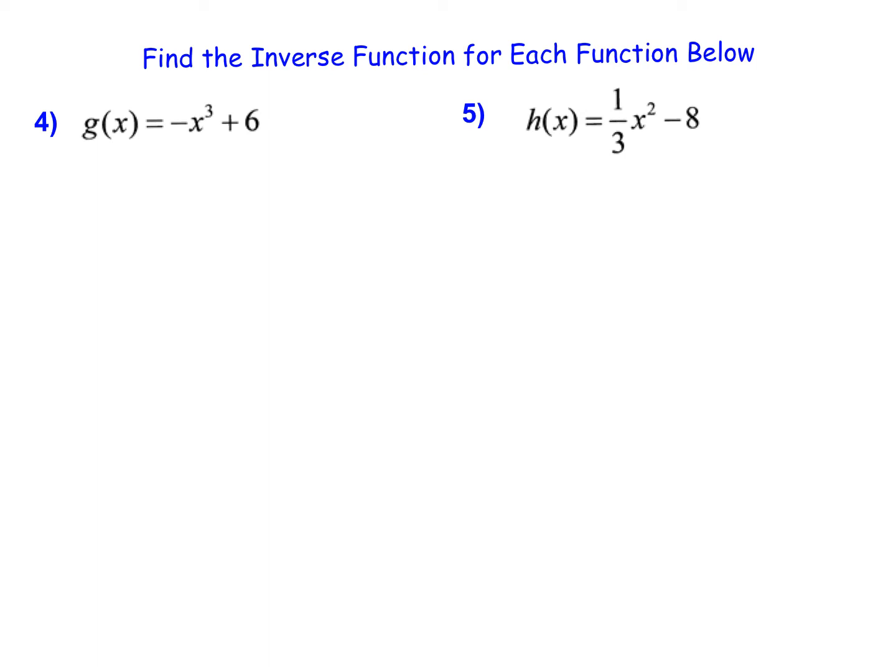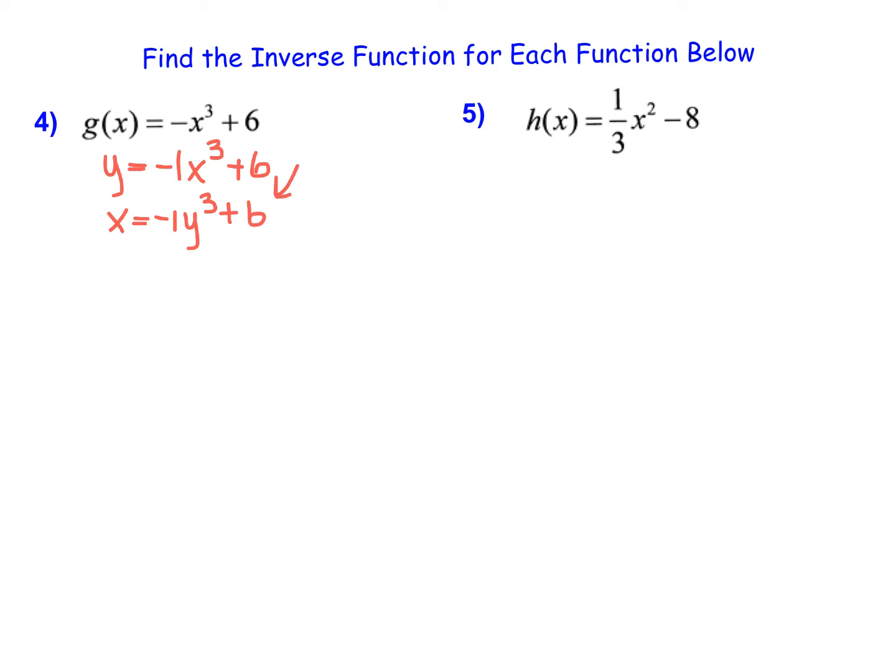So with this function g of x, I'm going to start off by having y equals, that negative out in front, I'm going to add a -1 there so I don't forget that that's a -1. So -1 times x cubed plus 6. So from here, I need to switch x and y, so I have x equals -1 times y cubed plus 6.